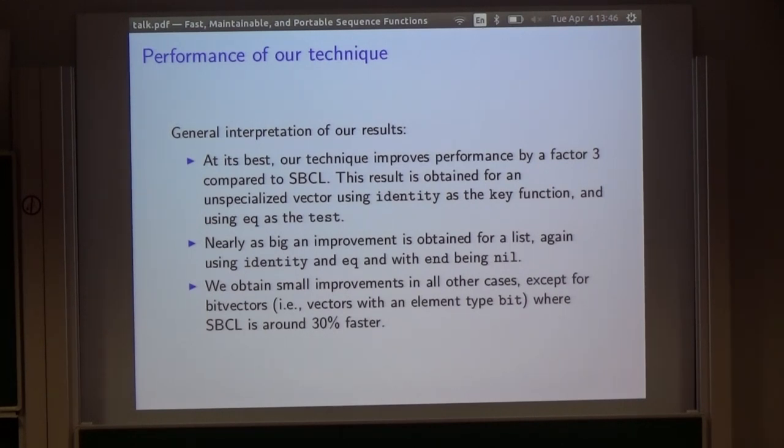And I know why this is. I know that SBCL does not attempt to do this kind of specialization. It requires the client code to declare an element type of the vector. In that case, of course, it's as fast as ours. But if you don't declare any type, then it's very hard to convince the SBCL compiler to do the right thing for the SBCL function. So let me just show you.